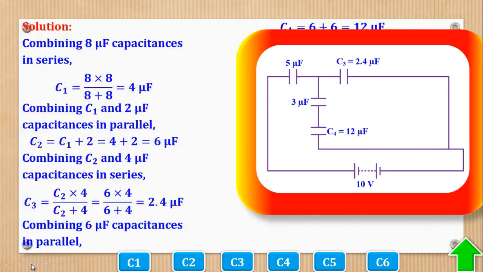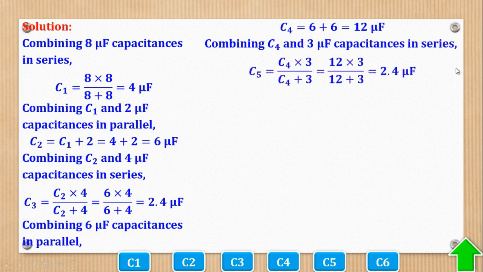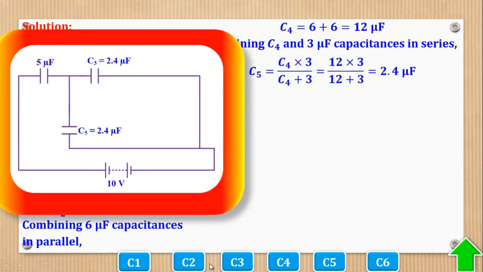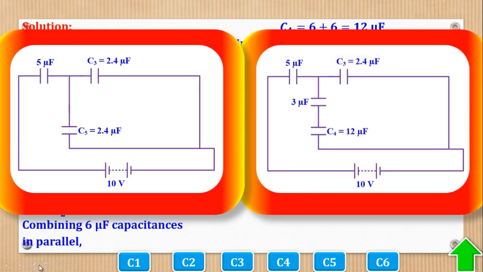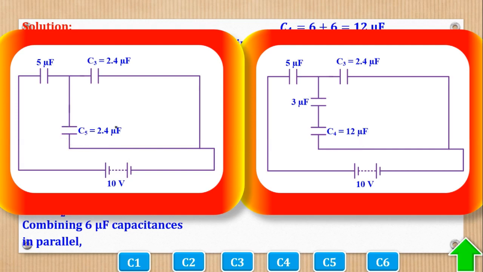Then from there you will realize that these two are also in series. Therefore, we are going to combine the two which are in series by product over sum to give you 2.4 microfarad. So that means that the circuit now becomes this. So initially there were these two, now we have combined them into one to give you this. I think we'll see that the circuit is now going on reducing and reducing. It is no longer complicated.